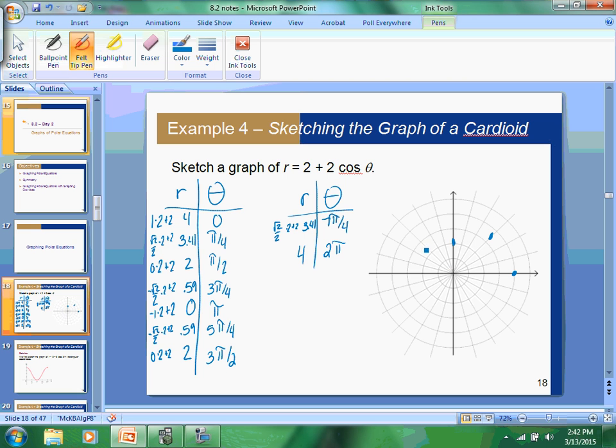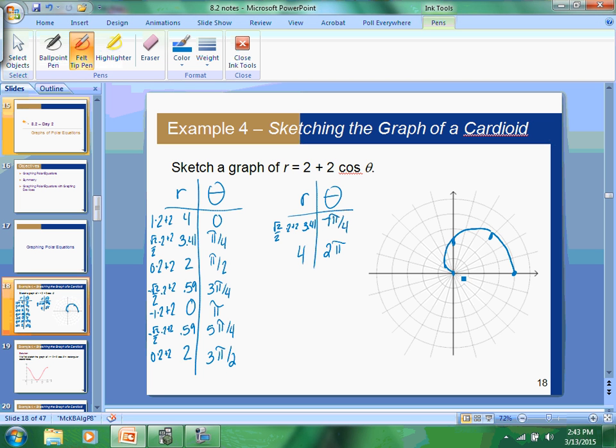For 3 pi over 4, I'm going to need a value that is 0.59. So that's about halfway. It's a little hard to see on the screen here. Right about there, perhaps. And then at pi, I'm going to be at 0, so I'm at the origin now. Since I've gone halfway, let me connect my points.